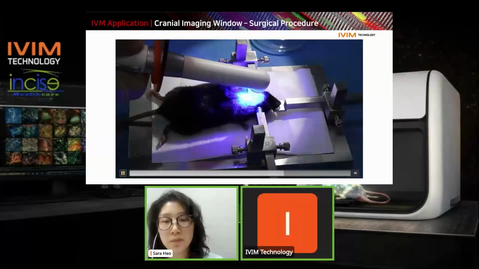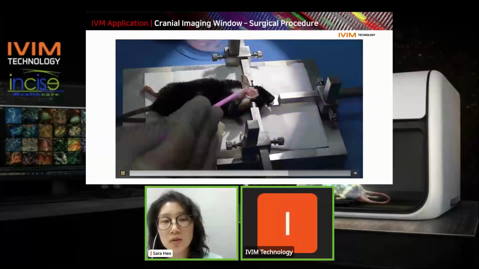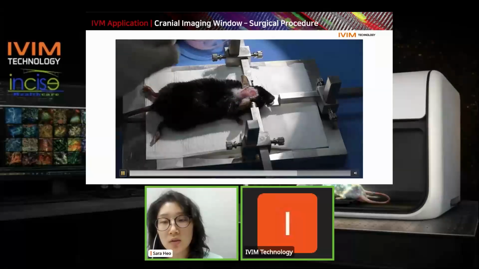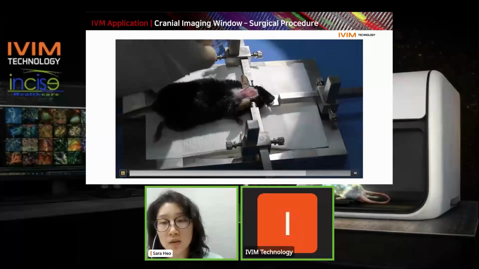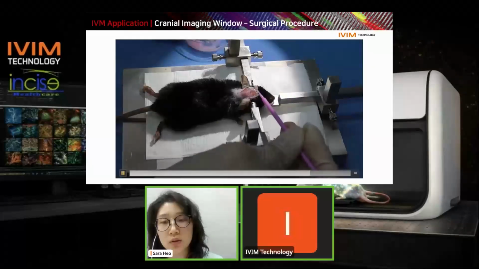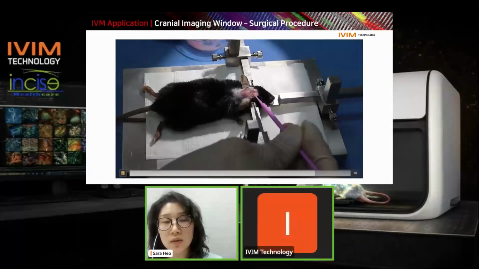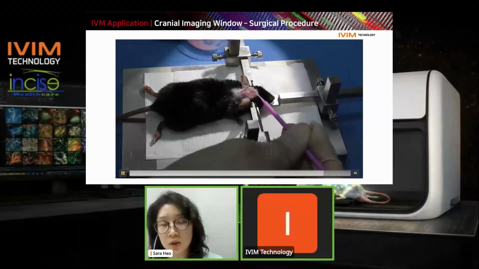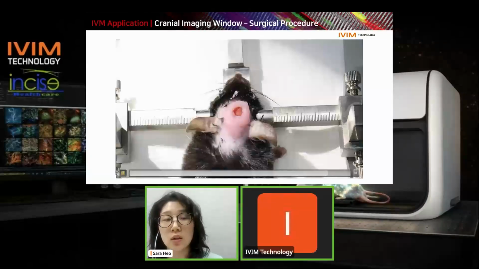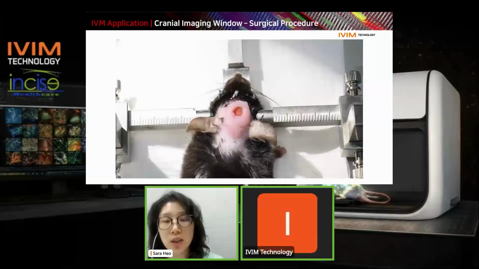That is curing. And once it's dry, the dental cement is going to be applied as the last part to secure the glass. It's going to cover over the skull after adhesive and the UV is dried. That's going around the skin. And we make sure that it doesn't cover the cover glass part. And this is what it looks like after the surgery, and the cement is hardened.